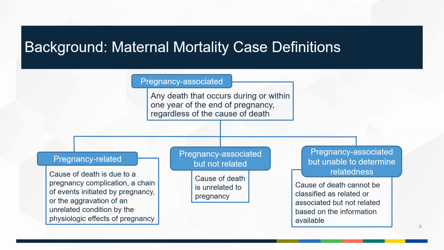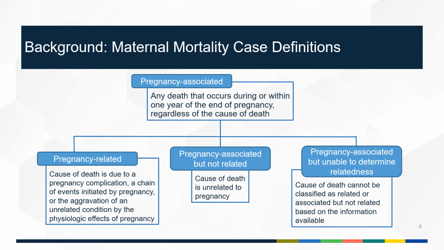The second classification is pregnancy-associated but not related deaths. These occur during or within 1 year of pregnancy, but the cause is unrelated to the pregnancy. In other words, these deaths would likely have occurred regardless of pregnancy. One example of this type of death could be an automobile accident.